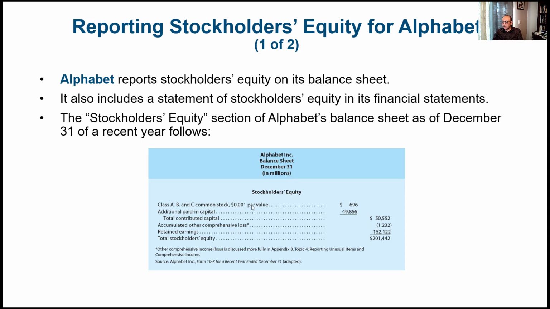We have Class A, B, and C common stock. Each one has less than a penny for par value, for a total of $696 million. The additional paid-in capital, you can see it's significantly higher, because the stock is issued for a price that's way higher than its par value, and here it's $49 billion. Accumulated other comprehensive loss, don't worry about that for now. We have retained earnings, which is $152,000, and then stockholders' equity of $201,000, or $201 billion.